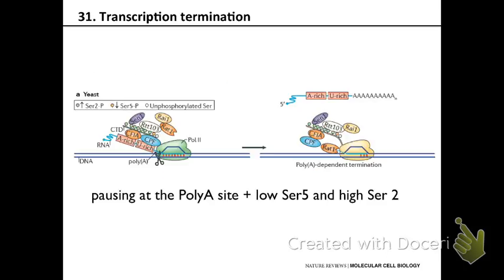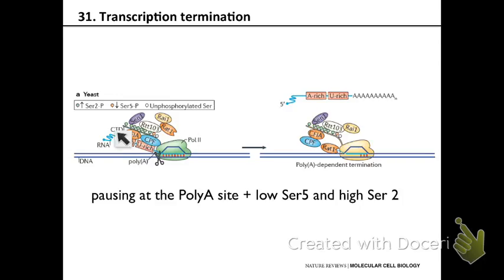So now the RNA polymerase is happy, moving on, comes to the end of the gene, and there are some transcription termination sequences that make this RNA polymerase pause. So the pausing at the poly A site on the template, in combination with a low amount of serine 5 phosphorylation and a high amount of serine 2 phosphorylation at the C-terminal domain, helps recruit a whole bunch of proteins here.